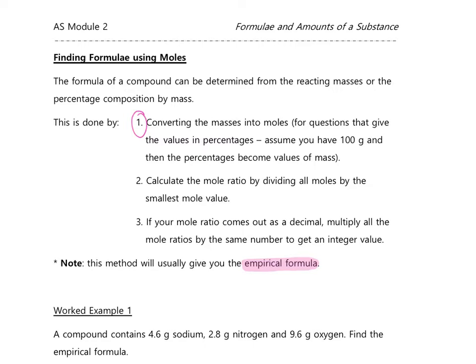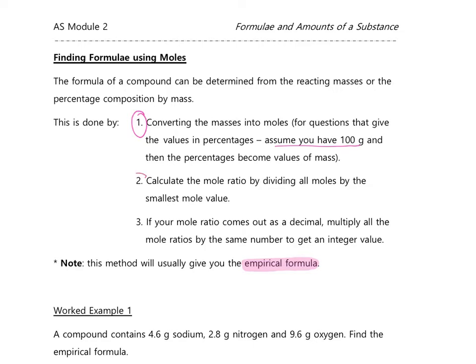Sometimes you're given the masses as a percentage mass, so you might be told that it is 20% this element, 80% another element. In which case you can assume you have 100 grams, because then your percentages become values of mass. So if you have 100 grams of something and 20% of it is say sodium, then you'll have 20 grams of sodium within that compound. So assume you have 100 grams and just take your percentages as mass values in grams.